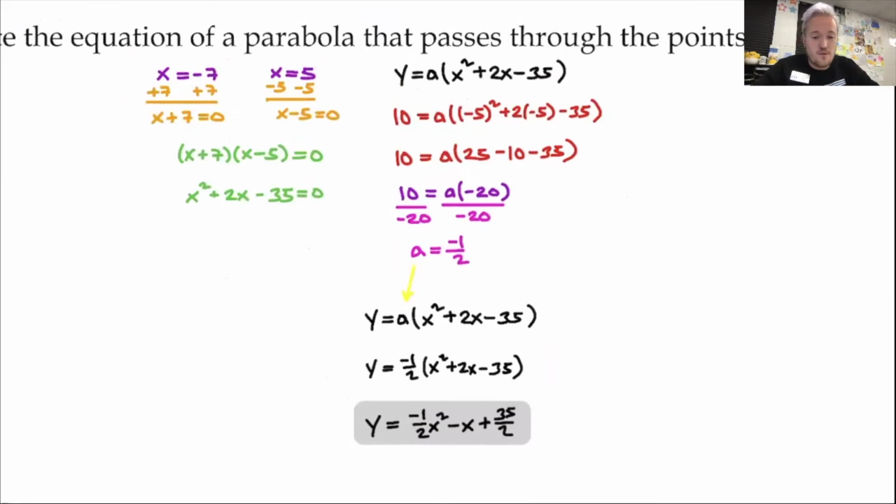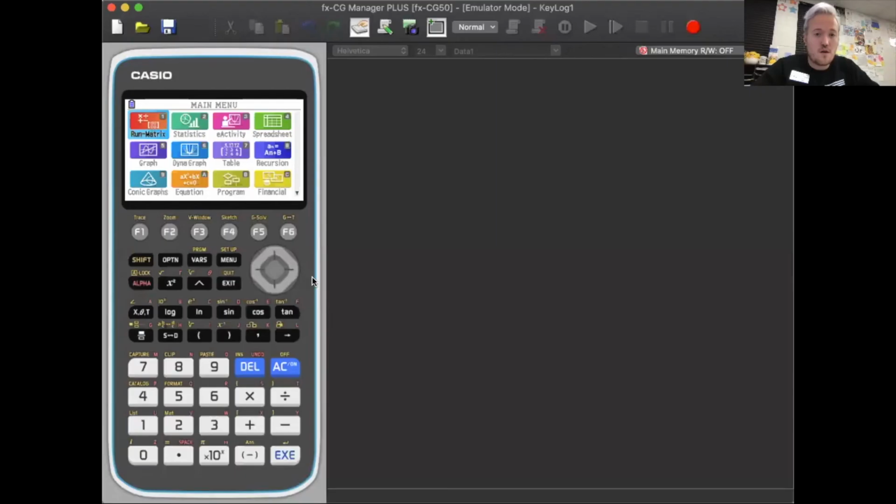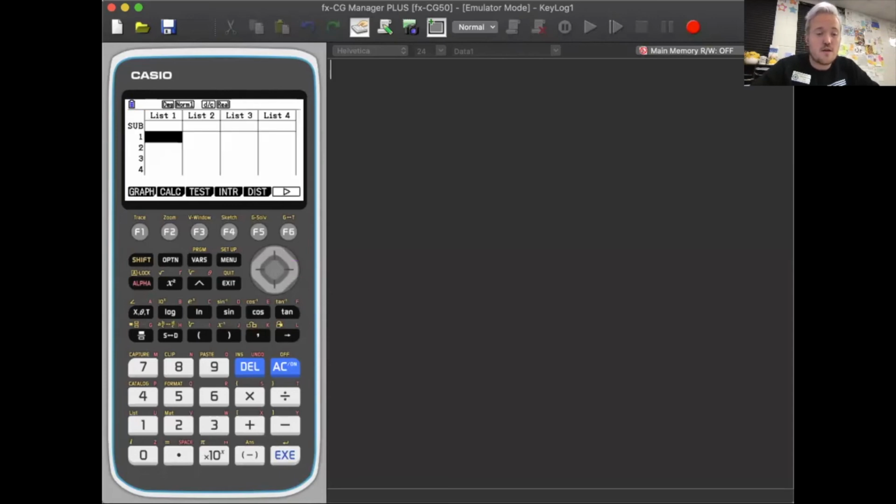All right, so on your Casio, when you turn it on, you're going to go to statistics. So I'm going to go over to statistics. Now in list 1 right here, you're going to input your x values of the coordinates that you're given. And in list 2, you're going to put all the y values of the coordinates. All right, so our coordinates were -7, 0, -5, 10, and 5, 0. So I'm going to plug in all of those points respectively.